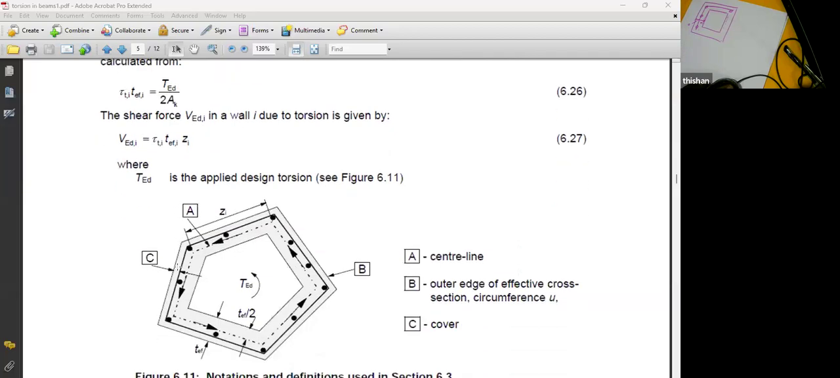Now you can see how the torsional flow occurs. Torsional flow occurs like this. And you can see T effective should be a minimum of twice this value. So that is the T effective.